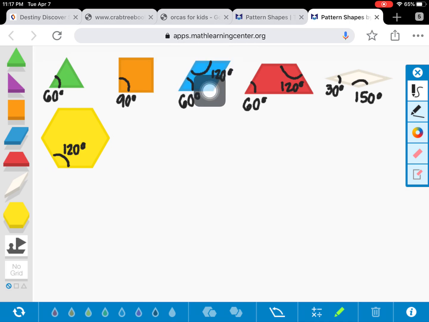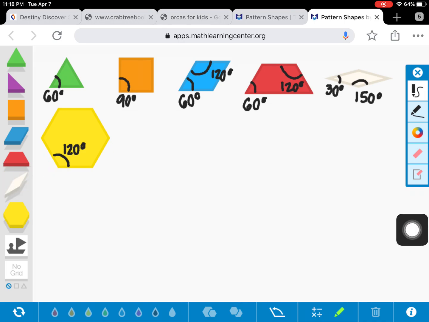I know that when I'm looking at this parallelogram, we had 60 degrees for the acute angles and 120 degrees for the obtuse angles. In the trapezoid, we had 60 degrees again for the acute angles and 120 degrees for the obtuse angles. In that small rhombus, we had 30 degrees for our acute angles and 150 degrees for our obtuse angles. And then we had the hexagon where we can remember that all angles were equal to 120 degrees.